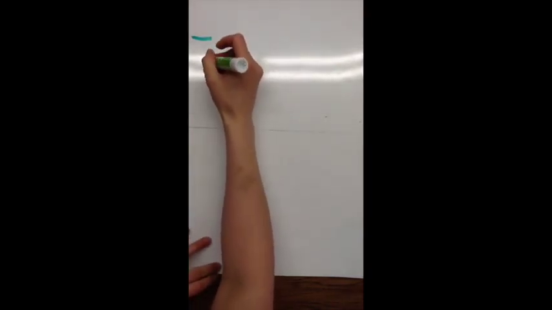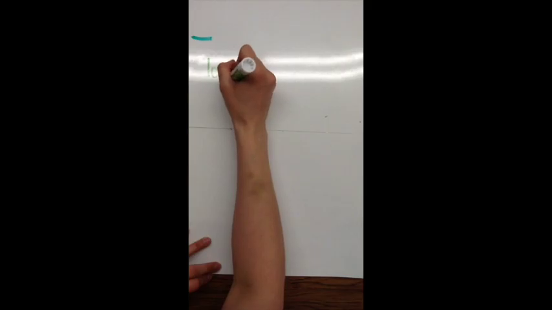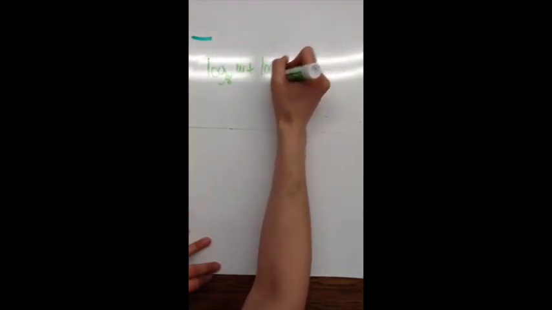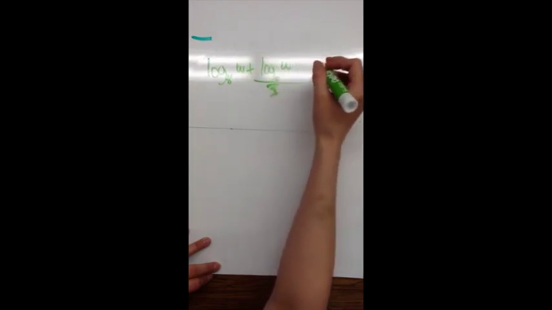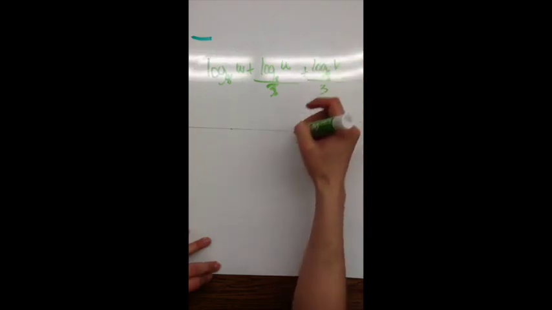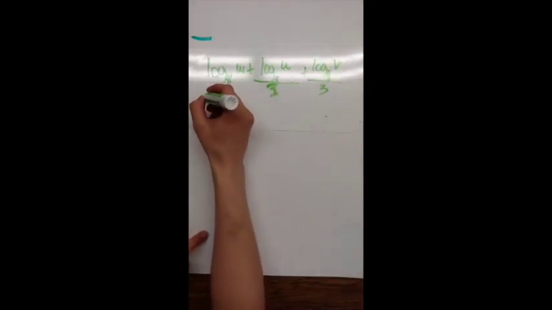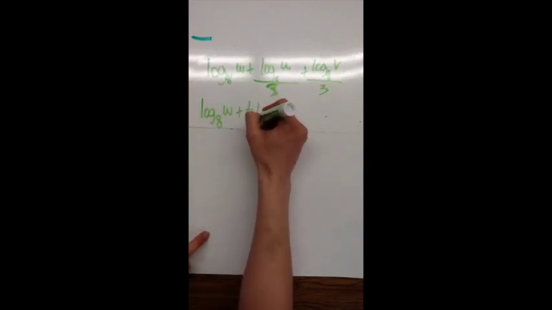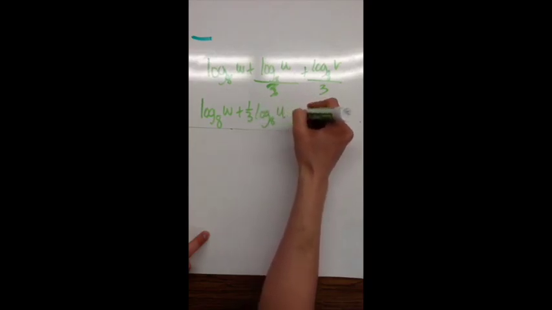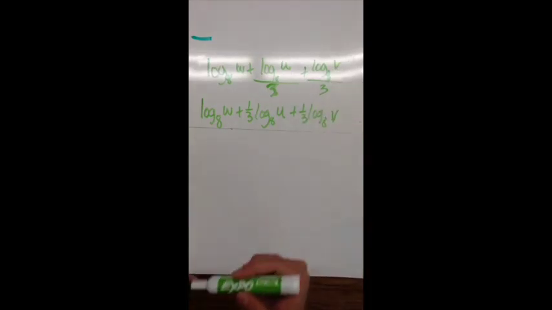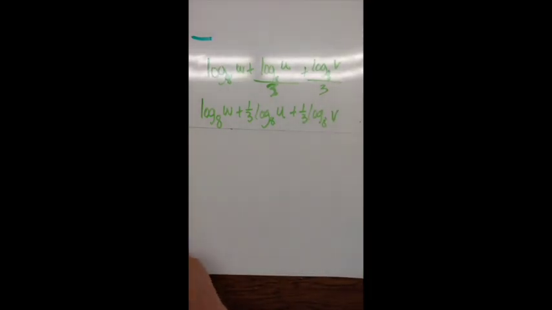So if I have log base 8 of w plus log base 8 of u over 3, plus log base 8 of v over 3. I could have it written like this, or I could have it as log base 8 of w plus 1/3 log base 8 of u plus 1/3 log base 8 of v. So both of these are the exact same thing. There's just two different ways to look at it.